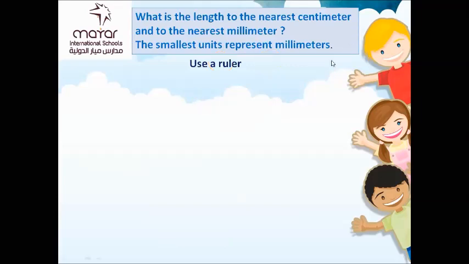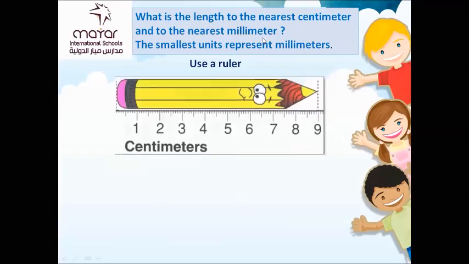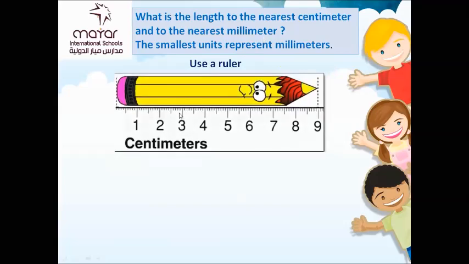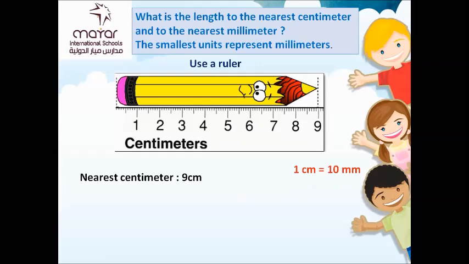Now, what is the length to the nearest centimeter and to the nearest millimeter? When we want to measure a length of something, we use a ruler. So if we want to measure the length of your pencil, we're gonna measure using a ruler. Here, it's 9 centimeter. If I ask you what is to the nearest millimeter, you're gonna say that 9 times 10 is 90, because every 1 centimeter equals 10 millimeter. So 9 centimeter or 90 millimeter.